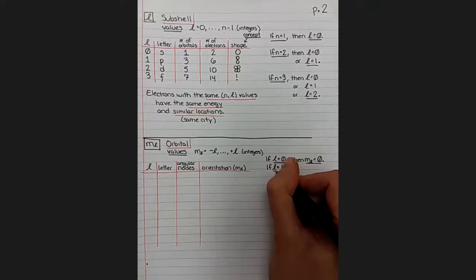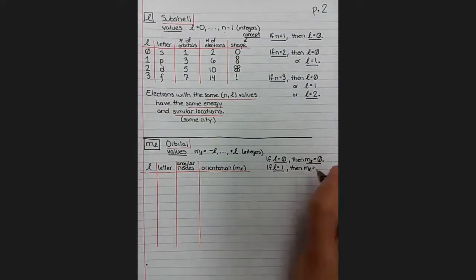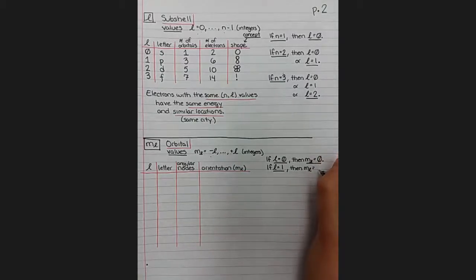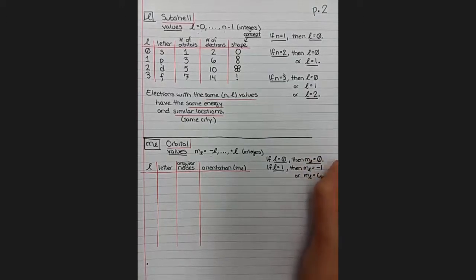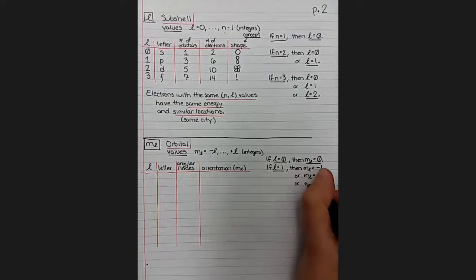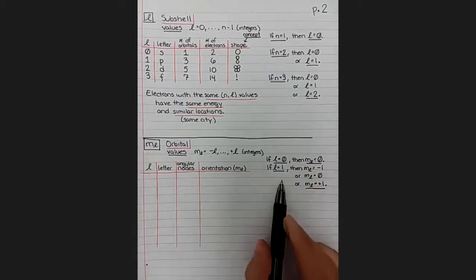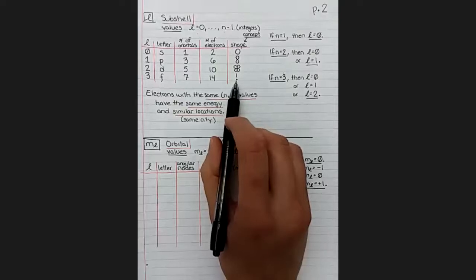If our L value equals 1, which is the next largest option, then we have a couple of options for m sub L. We can go from negative 1 up by integers up to positive 1. So our m sub L could be negative 1, or it could be 0, or it could be positive 1. And so on and so forth as we increase the L values. So this is how we figure out what the possible values for m sub L are. And these are going to tell us about the possible orientations of the shape we talked about up here.